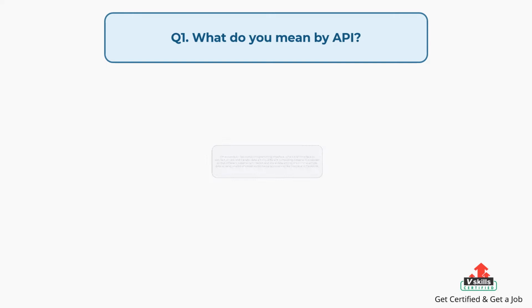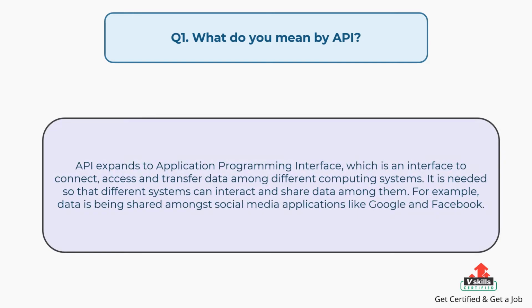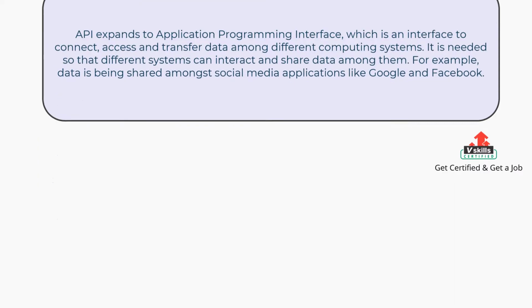The answer is API expands to Application Programming Interface, which is an interface to connect, access and transfer data among different computing systems. It is needed so that different systems can interact and share data among them. For example, data is being shared amongst social media applications like Google and Facebook.